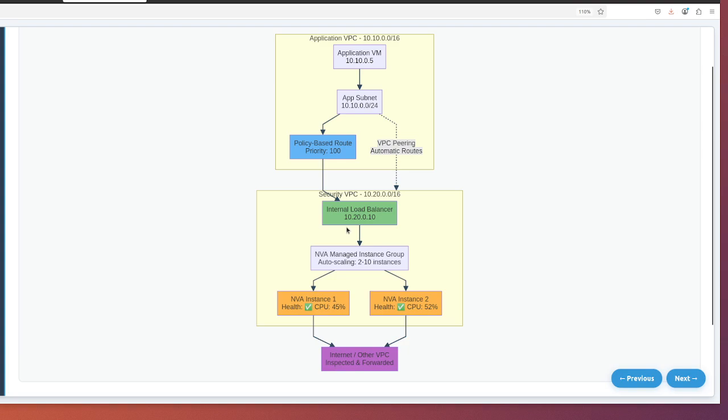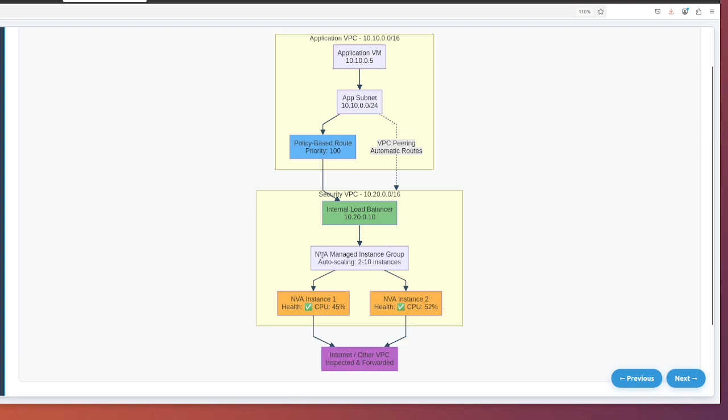This diagram shows the recommended architecture for production NVA deployments using policy-based routes with an internal load balancer. Let me walk you through why this architecture is so much better than static routes. First, instead of routing to a single NVA instance, we route to an internal load balancer. The ILB acts as a single, stable endpoint that distributes traffic across multiple NVA instances in a managed instance group.